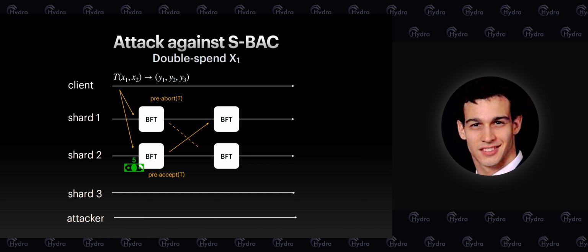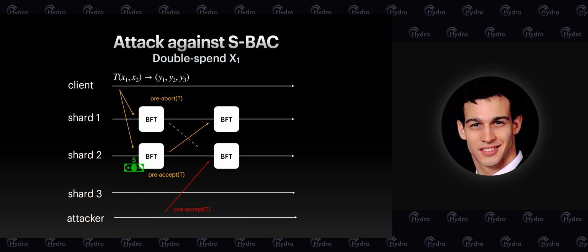So shard 1 receives transaction T and says pre-abort. Why? Because X1 does not exist. We just spent it in the step before. And shard 2 says, fine, X2 does exist, so I lock it and I emit a pre-accept T message. So now, if everything goes without the attacker's intervention, shard 2 receives pre-abort and the transaction should eventually abort.